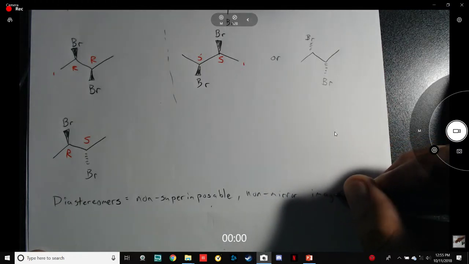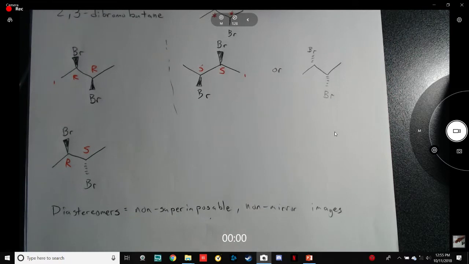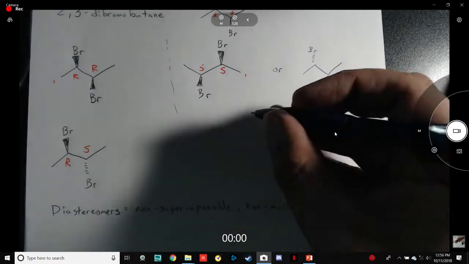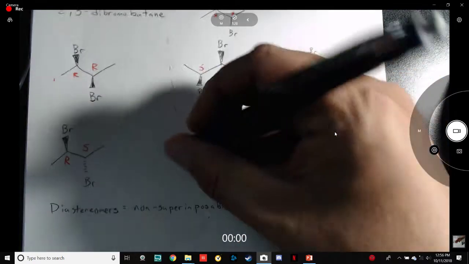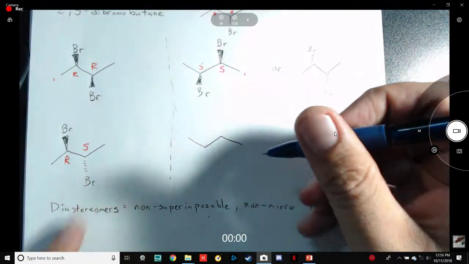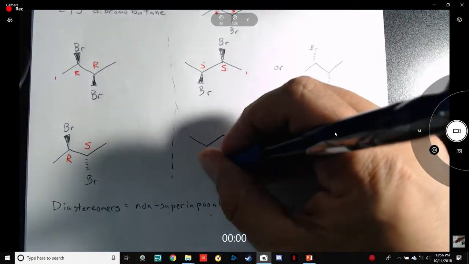So they're not quite a mirror image, they're not quite superimposable, but they are still stereoisomers of each other because they have the same connectivity that is different in three-dimensional space. All right, so I want to go ahead and do the mirror image here of the bottom one. So get that.